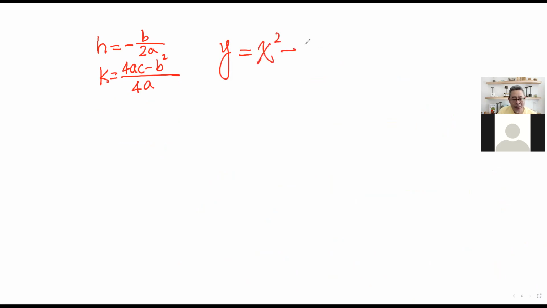Just write down here. H is minus B over 2A. K is 4AC minus B squared over 4A. So y is x squared minus 6x plus 5. And see what you got.